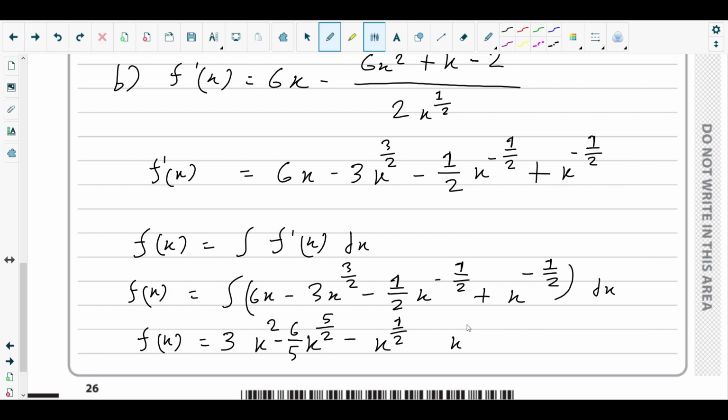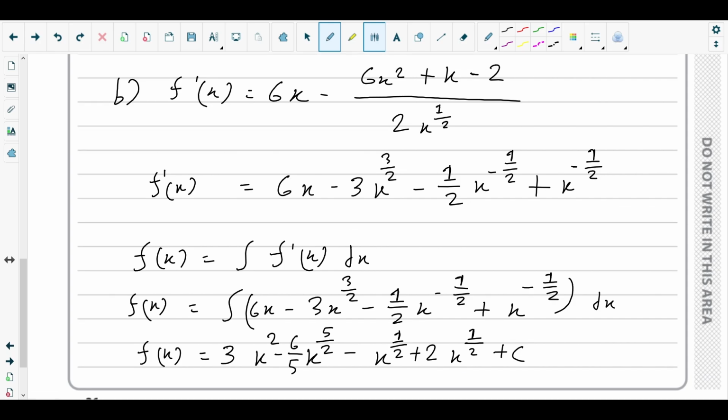And then what you will get here: x to the power negative half plus 1, so you will get x to the power half. Negative half plus 1 is half. So 1 divided by half would give you plus 2x to the power half plus C. So this is the equation for f of x. Okay, but it is in terms of C. So now we need to find out the value for C.